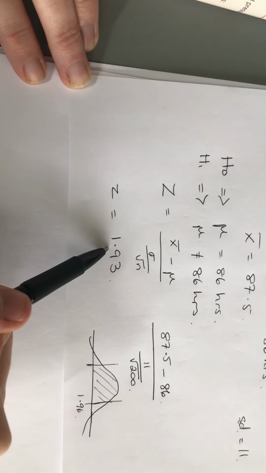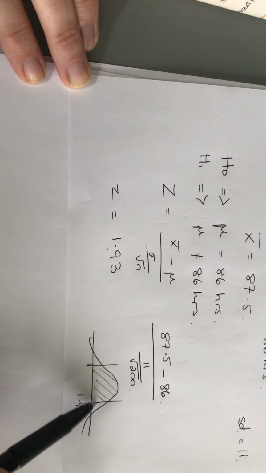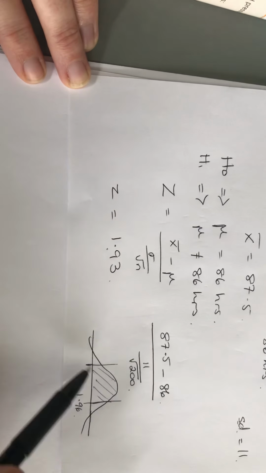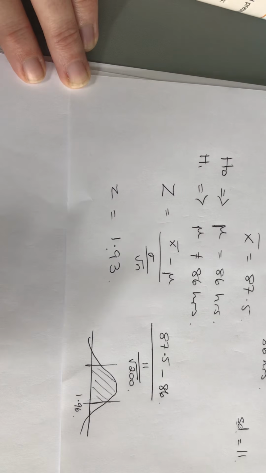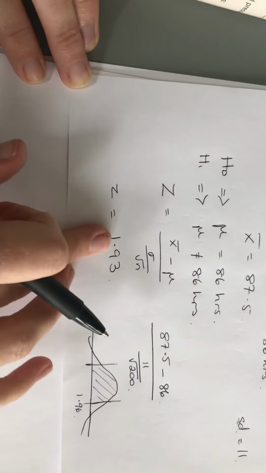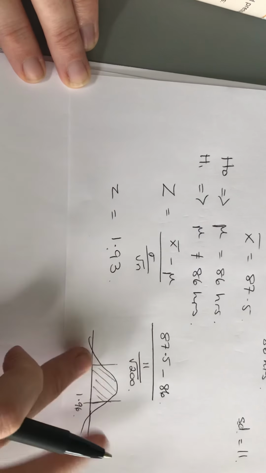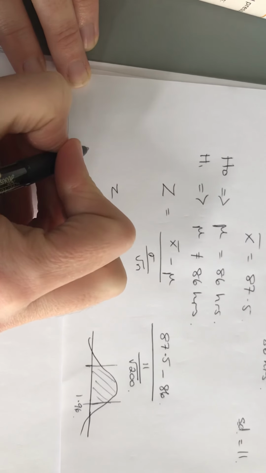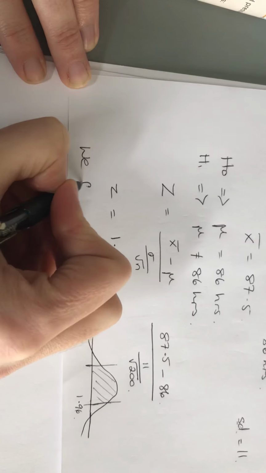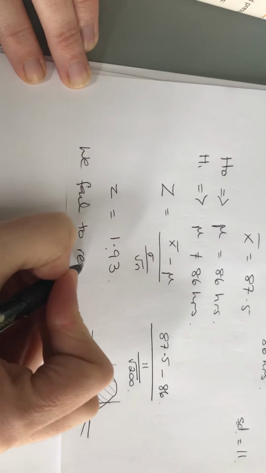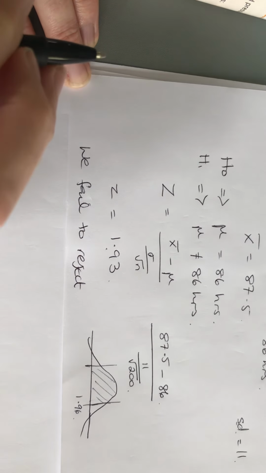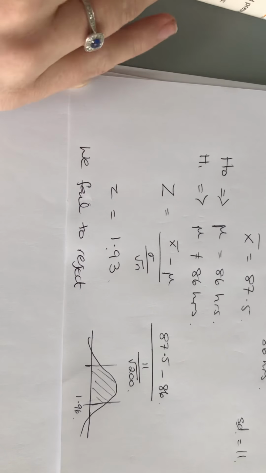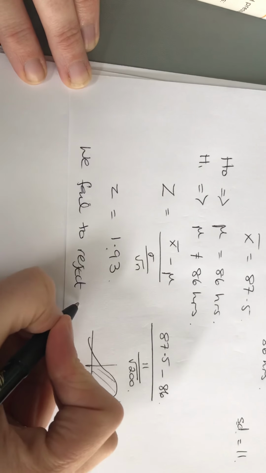So does my z-score lie within the 95%? Does it lie within my interval? Yes, it does. Therefore, we fail to reject. So, it seems to lie within my interval in this situation. So my conclusion is that we fail to reject the null hypothesis, or the claim that the batteries have a mean lifetime.